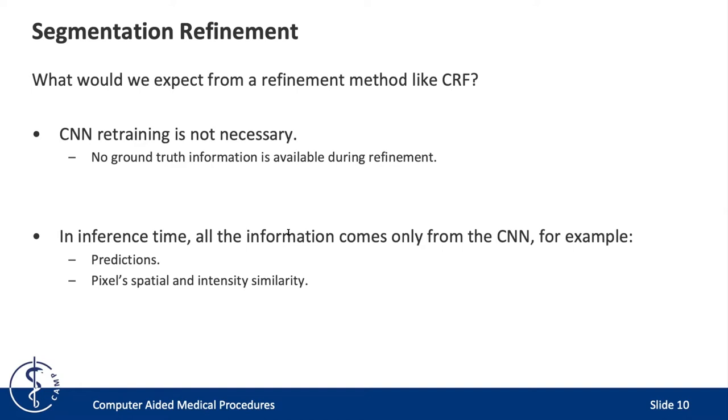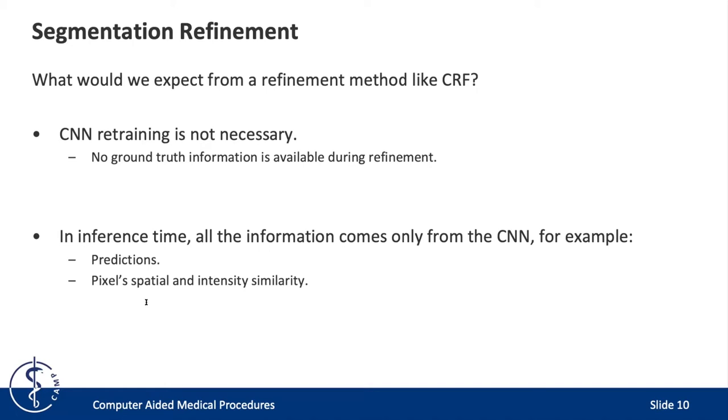And some output that we can use from the CNN are, for example, the predictions itself. We can use the current predicted values that we have. And also we can use some relationship between the pixels or the voxels in the input image. We can, for example, use the spatial relationship. Are those pixels close? Are they separated? We can use this information to try to refine the output.